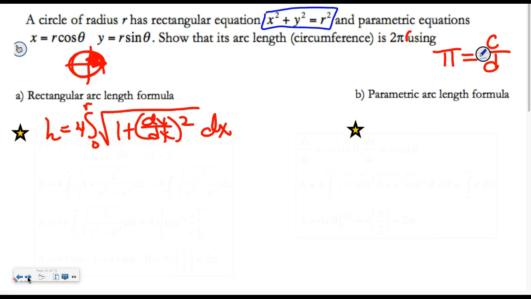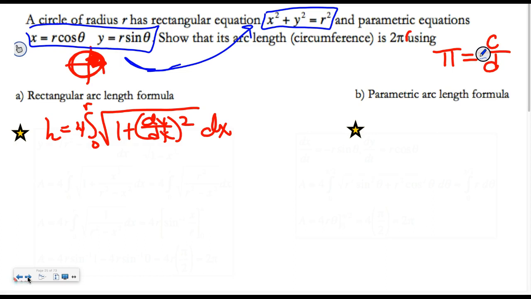This one's been parameterized, correct? Billy, it shouldn't surprise you if I had you eliminate the parameter on this one, you should get that, right? Do you see the connection? They're both circles. What does the parameterized one have that the rectangular one doesn't? Control over it. Yeah, orientation, speed, direction, all that good stuff.